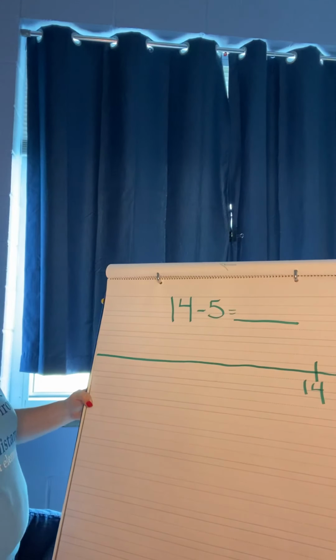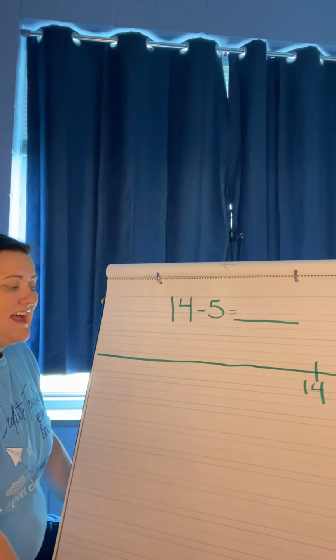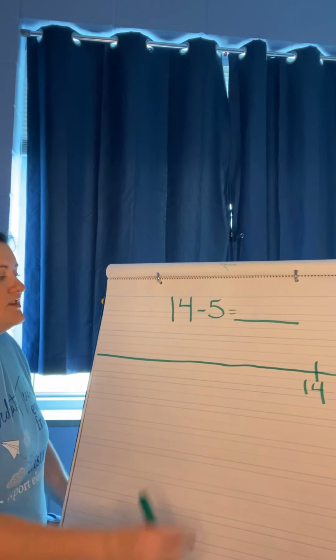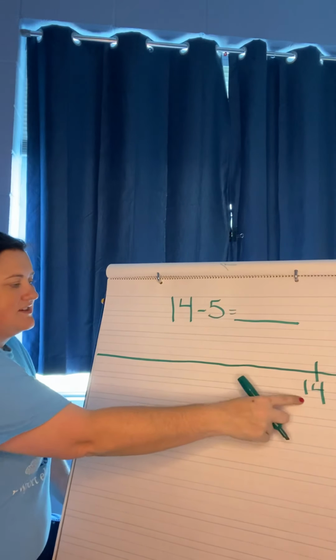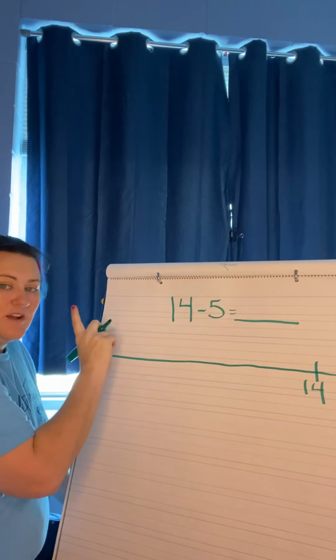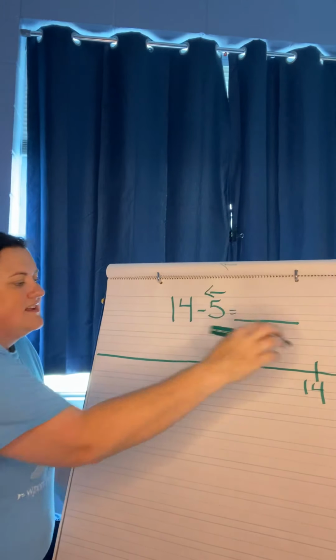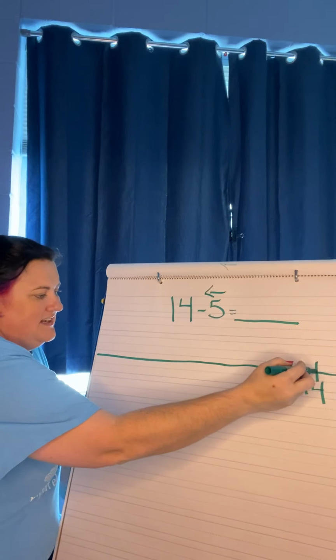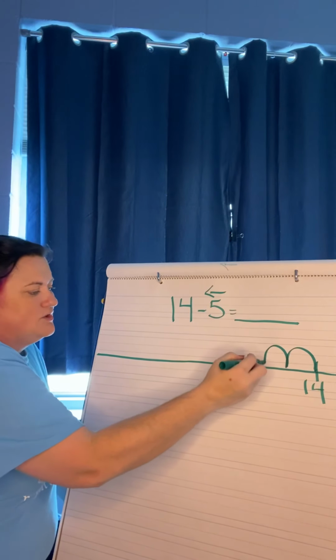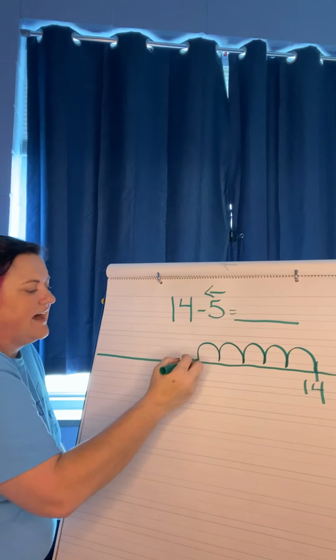Great job. So now we're ready to add the hops on our number line. So we have our total 14 and we need to hop backwards 5. We're going to hop backwards 5. So we're going to start at 14. 1, 2, 3, 4, 5.